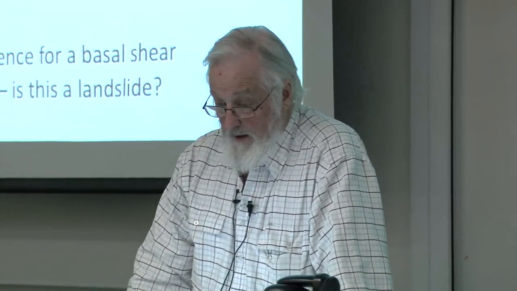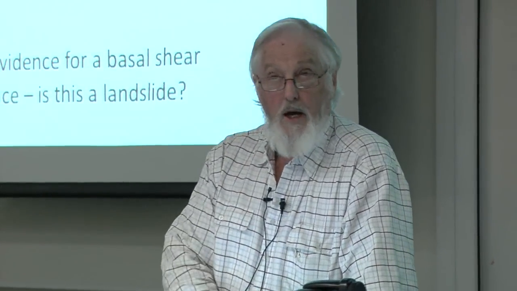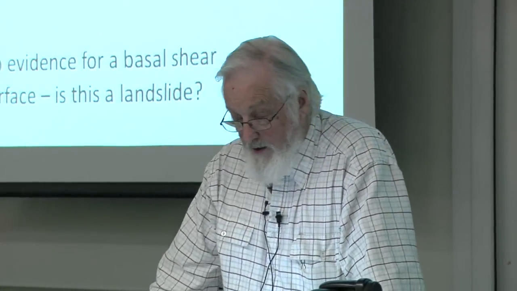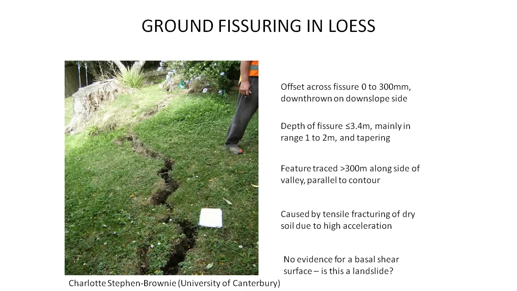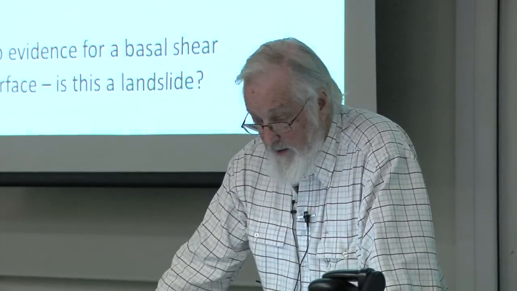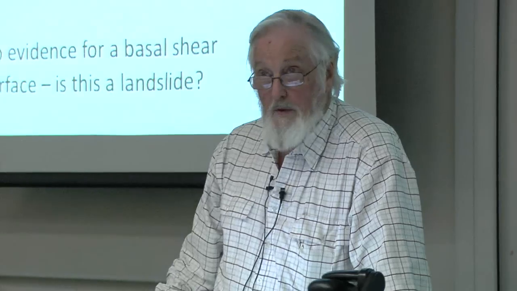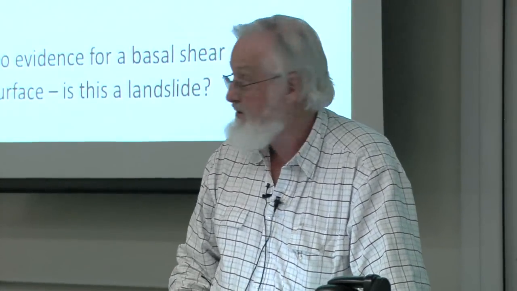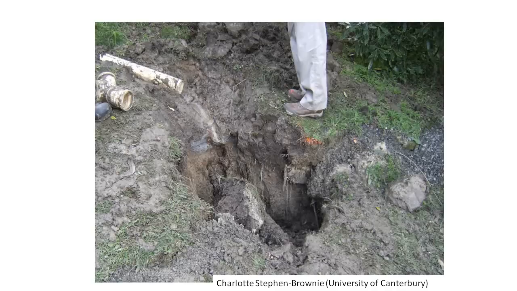But this is offset down slope. It's not a straight line, as you could see with those black traces before. And in this case, I've said here the feature was traced for 300 metres. We've now traced it for over 400 metres. So we know that it's a large feature and it continues. And again, there is no evidence for basal shear, but what it's done is create a set of problems.